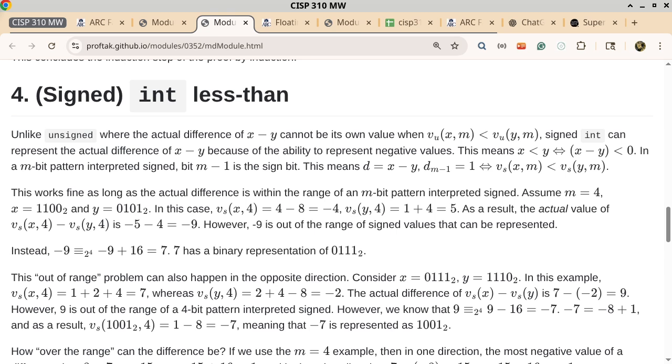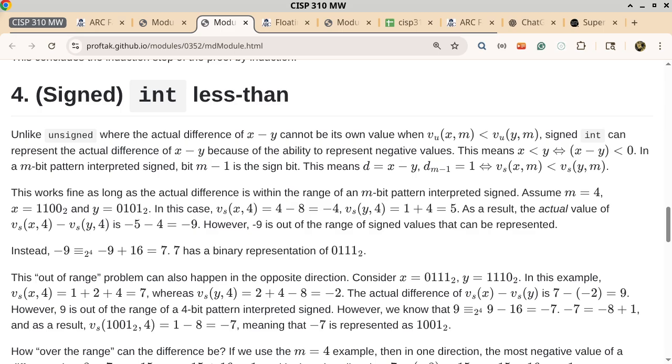Okay. By definition, d is the difference, and it is x minus y. So if d is less than 0, then based on what we observed earlier, the most significant bit of d, because m specifies the total number of bits, so d subscript m minus 1 is the most significant bit of d. So if d is less than 0, then d subscript m minus 1 has to be a 1. That means we should be able to use d subscript m minus 1 to indicate, after a subtraction, whether x is less than y, interpreted signed.